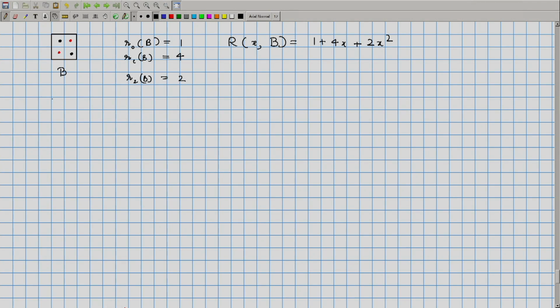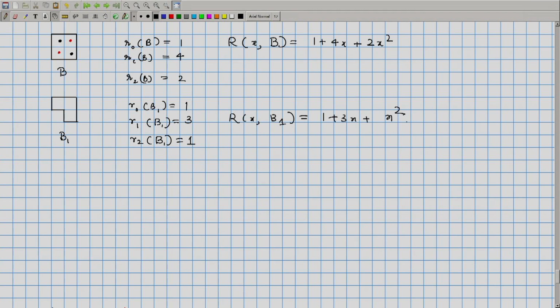If you take a slightly different board, namely a board with 3 allowed positions, let us call this B1. R0B1 is going to be equal to 1, and R1B1 is going to be 3, because there are 3 positions, and you can keep a single rook in any of these positions. R2B1: the only way of placing 2 rooks is by placing them on the only available diagonal. There is only one way of doing it. So, R(x, B1) is going to be equal to 1 plus 3x plus x square.